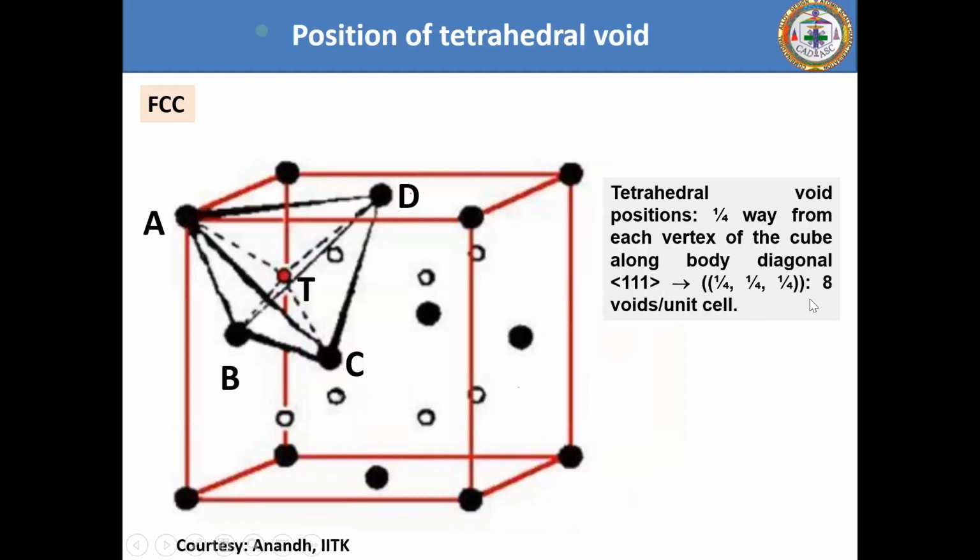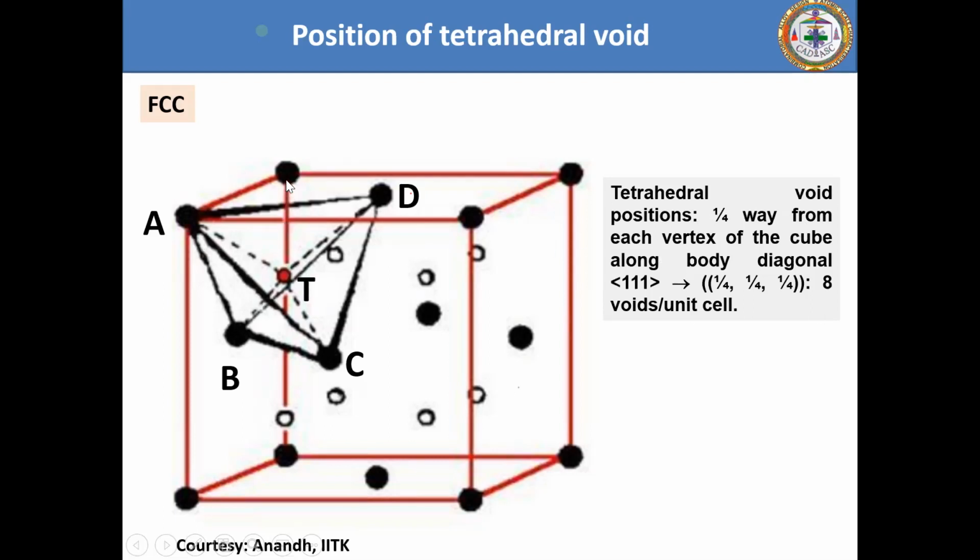Okay, so these are the positions. This is not at all difficult, it's too easy. So the void position, point T. This red position I was talking about is a void position. This position is actually hard for you to guess, but it is nothing but 1/4 away from each vertex of the cube.